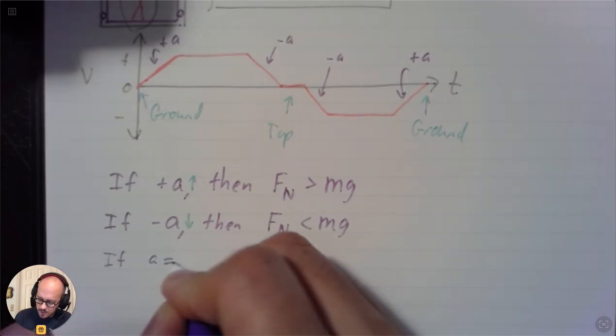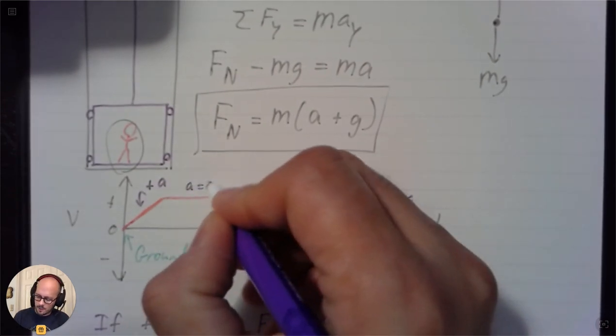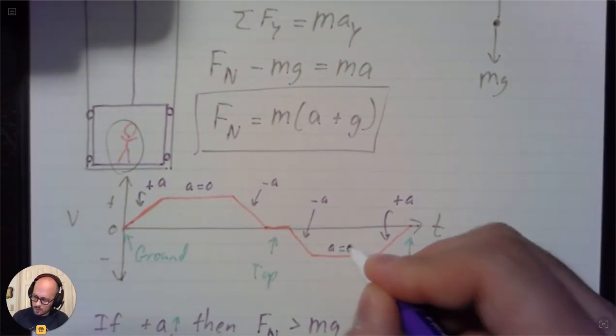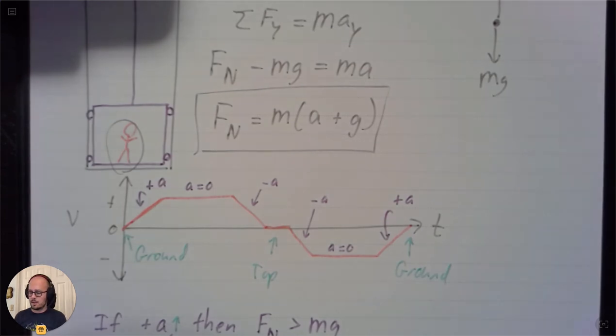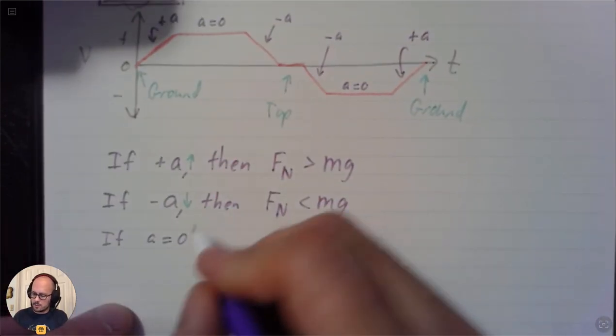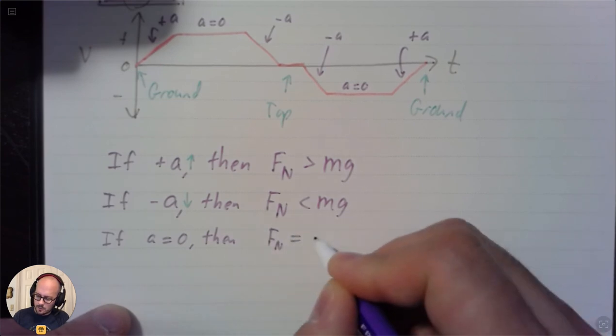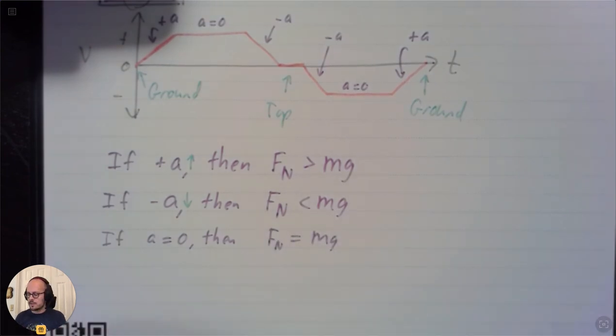if acceleration equals 0, well, that is any flat line on a velocity graph. So that would be the middle of a ride. As the velocity of the elevator has stabilized, which if it's a good elevator, it's stabilized, the acceleration equals 0, then the normal force is equal to the weight of the object in the elevator.